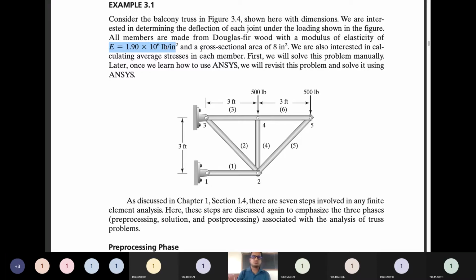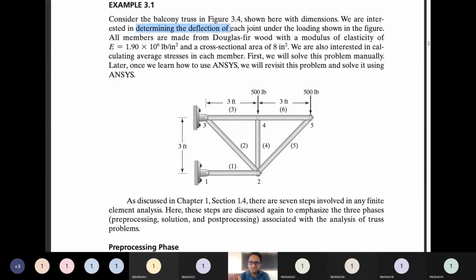Don't worry about this. This is some foreign author's book, so they are following pound and inch. But in our country, we follow Newton per mm square. Here the cross-sectional area of each element of this balcony truss is given, that is 8 inch square. We are interested in calculating average stress. We are also interested in determining the deflection of each joint.